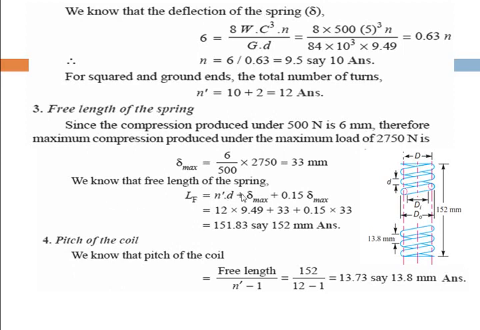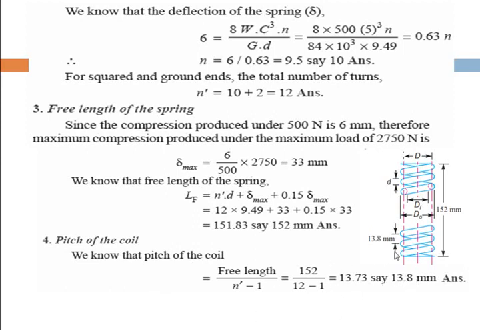We know that free length of the spring is solid length plus maximum deflection plus the clash allowance, the gap. 12 into 9.49 plus 33 plus 0.15 into 33, which we will get as 152 mm. Pitch of the coil will be free length by n dash minus 1. Free length was 152 mm and n dash 12 minus 1, which will be 13.8 mm.